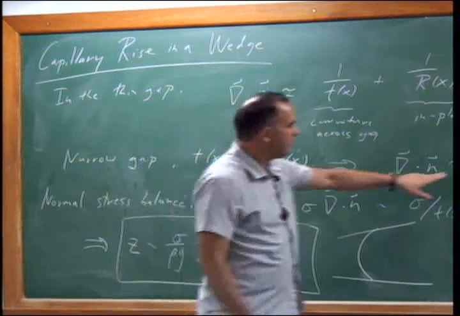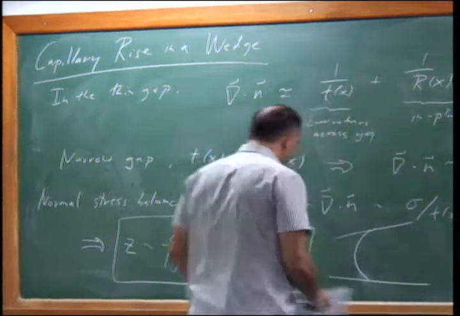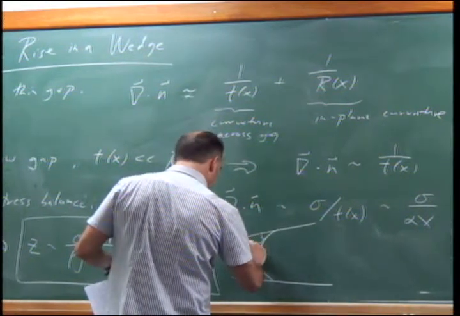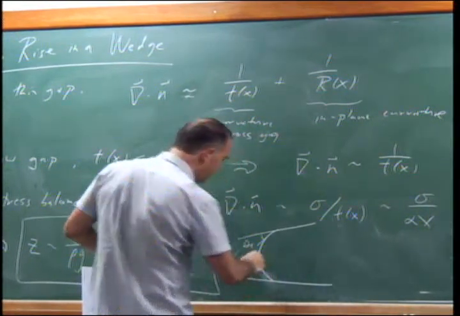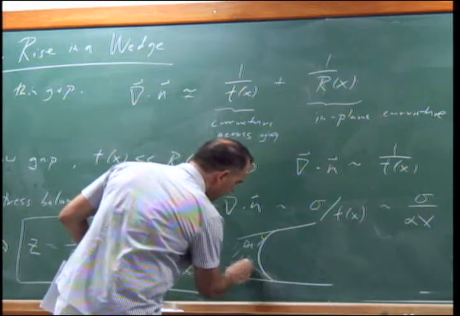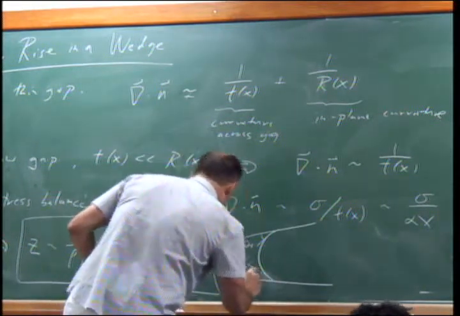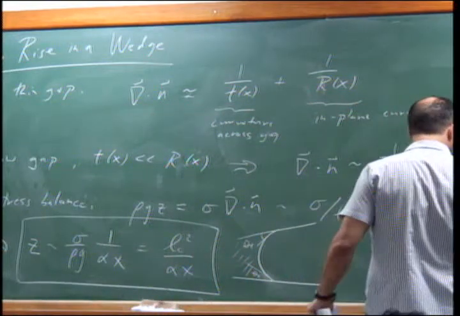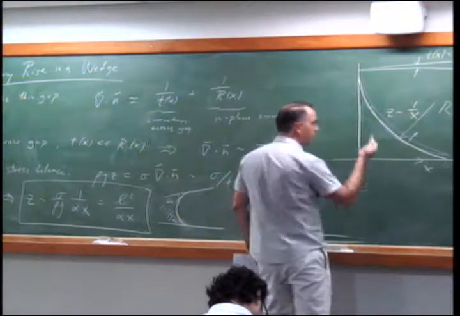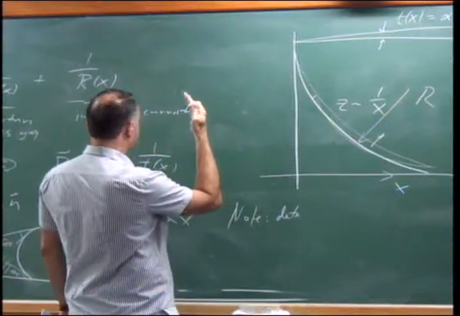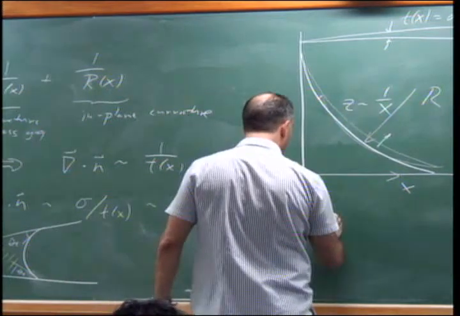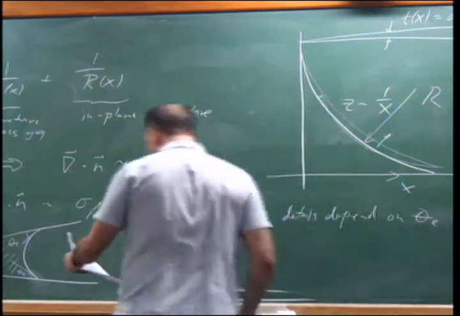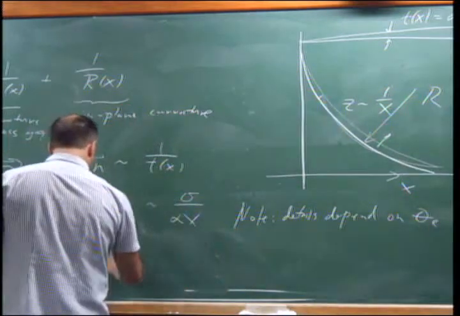In general, this curvature is going to depend on the contact angle. So this is our contact angle here, theta E. So this is our fluid phase, and this is the air. So theta E. So note, the curvature across the gap depends on the equilibrium contact angle, in particular delta P.